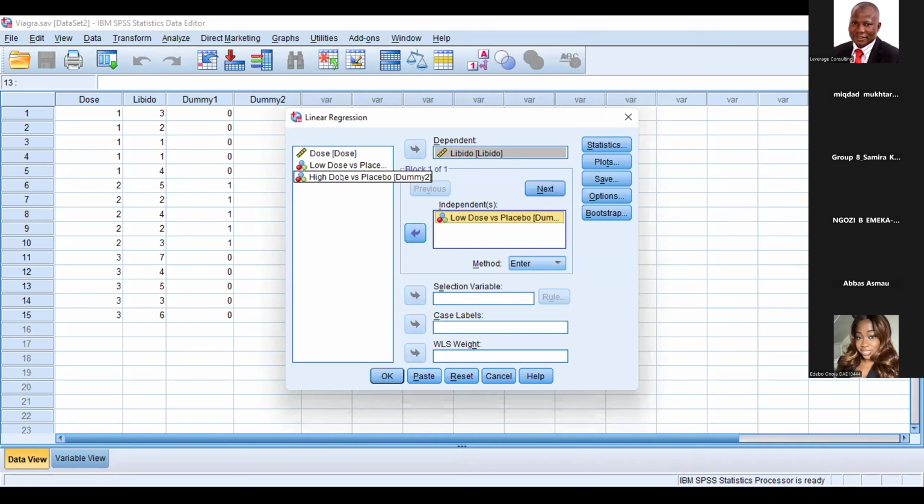You know, there are three categories: placebo, low dose, high dose. But we use placebo as the index, the reference. So you compare low dose with placebo, high dose with placebo. That's what we use. That's the two dummies we created. Can you see now? So click OK.